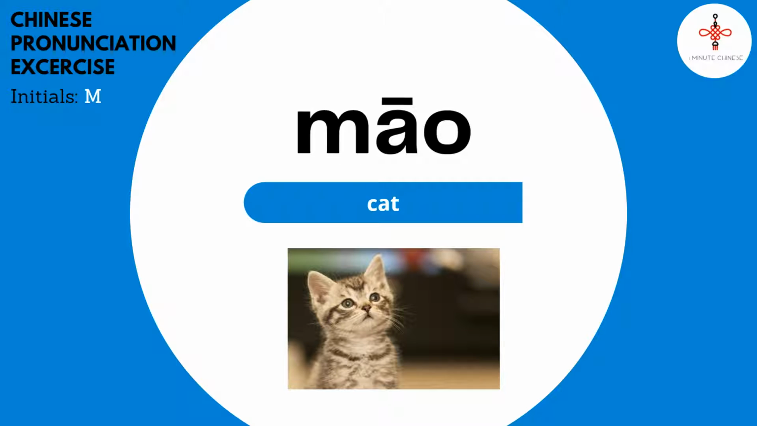Another exercise for M sound. Let's combine the initial M, the final ow, and the high-pitched first tone all together. M, ow, mao. Repeat after me. M, ow, mao. Mao, mao, mao. Mao is cat in Chinese.